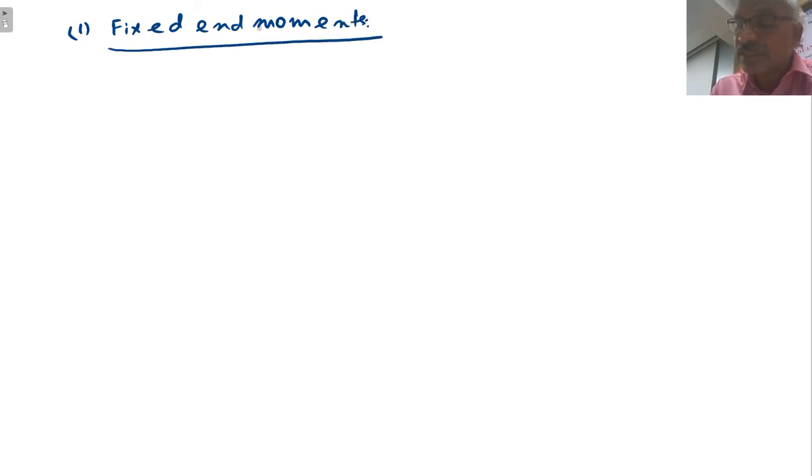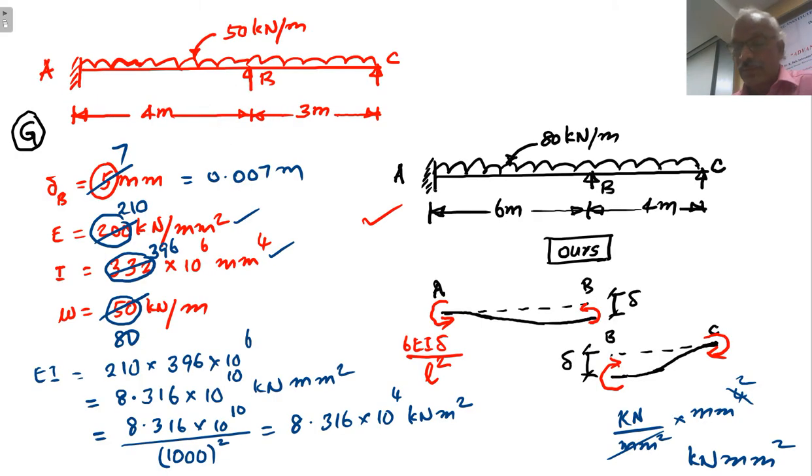Fixed end moments. Now coming to fixed end moments, M of AB, it is subjected to UDL. So AB means it is minus WL square by 12. Now, here the support B alone settles down. So B settles down by 0.007 millimeter. And compared to A, B settles down.